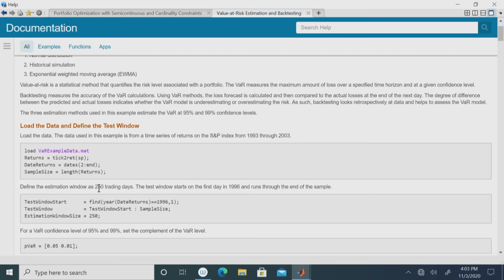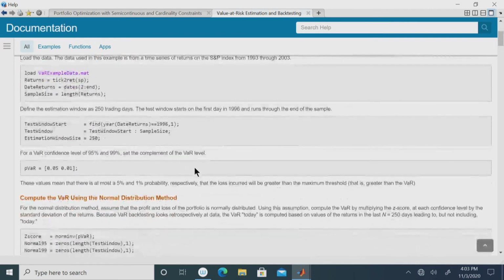The data that is being used here starts on the first day of 1996 and runs through the end of the sample. So, in this example they are really looking at a very large number of data points. Now, we take the estimation window size to be 250, and the reason it is chosen to be 250 is that there are roughly about 250 trading days in a year, which you can estimate from the fact that there are 52 weeks and each week has 5 working days.